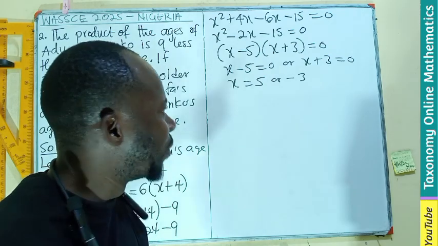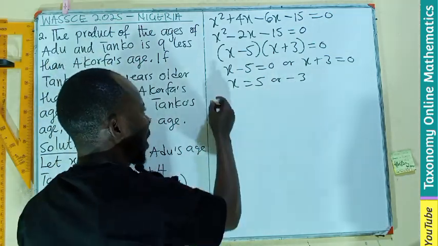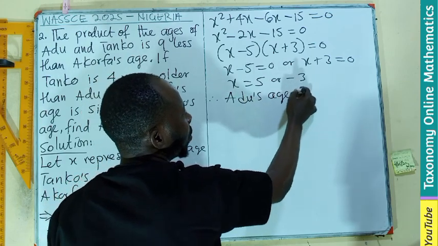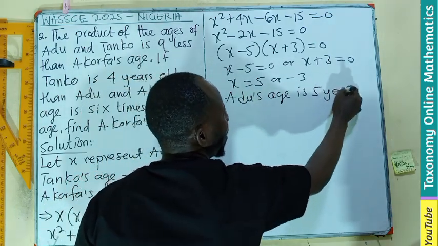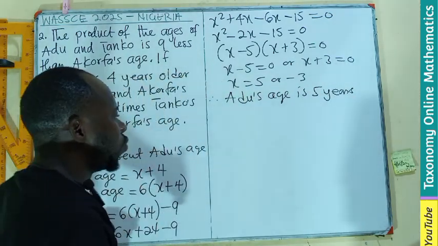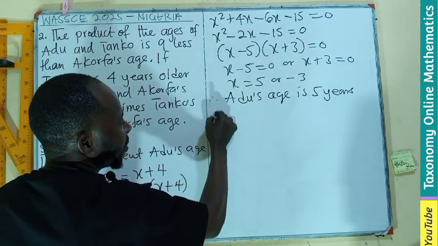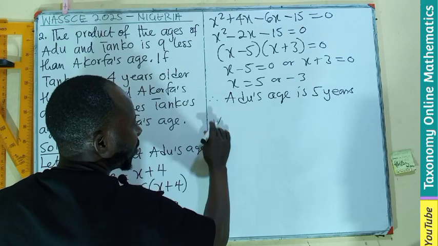Remember, we are dealing with what? Ages of a person. So we cannot accept negative 3. So I can only say, therefore, Edu's age is what? 5 years. So if Edu's age is 5 years, I can find Tanko's age, right?